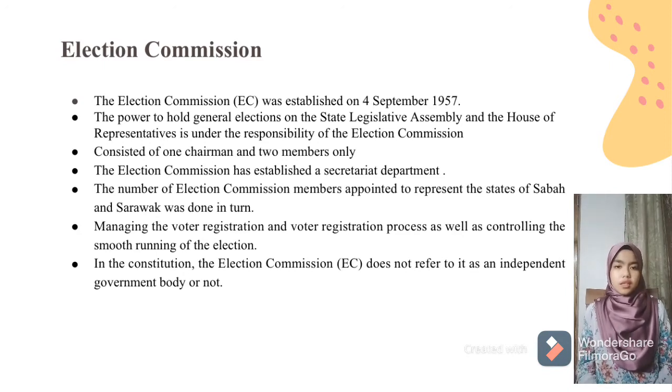Initially, the Election Commission consisted of one chairman and 2 members only, where the first chairman of the Election Commission was Datuk Mustafa Al-Bakri Hassan, together with 2 members, Tuan Lee Yubun and Tuan Jit Singh. To perform all the related functions, the Election Commission has established a Secretariat Department headed by a secretary who also acts as the Chief Administrative Officer of the Election Commission, which is HKCD.